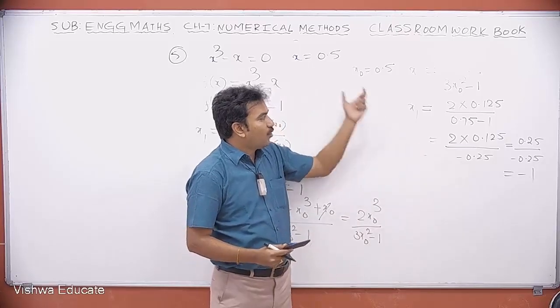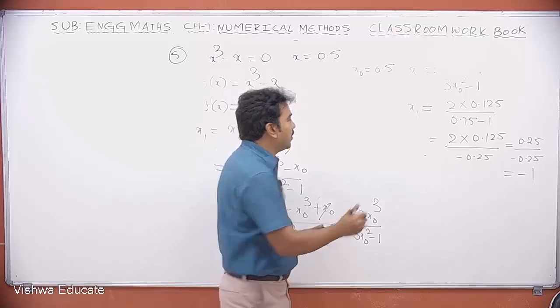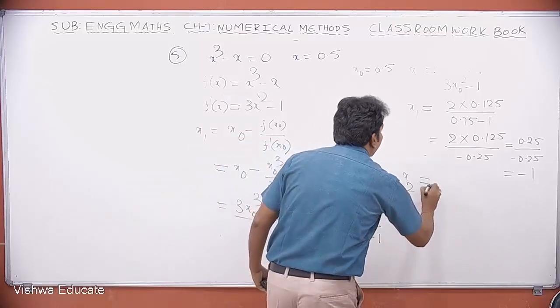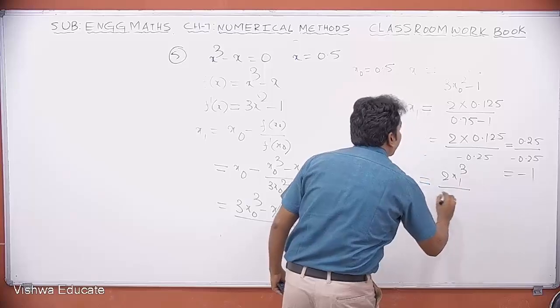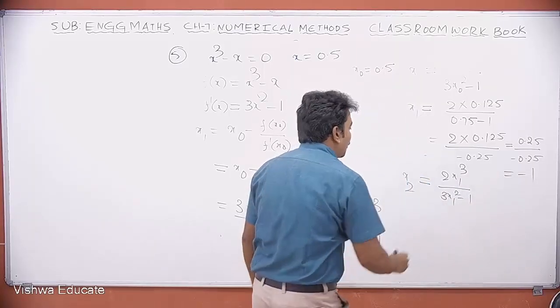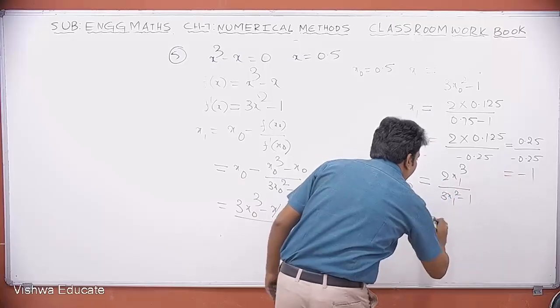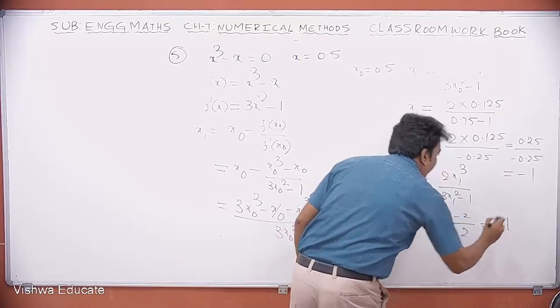Current value is not matching with the previous value. So let us calculate x2 value. Using this expression, x2 becomes 2x1 cube divided by 3x1 square minus 1. So therefore replace x1 by minus 1. This gives minus 2 by 2. So it is again minus 1.